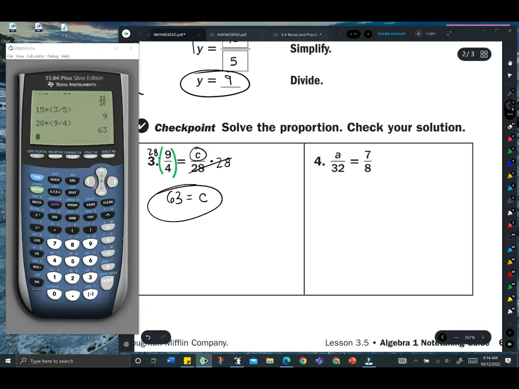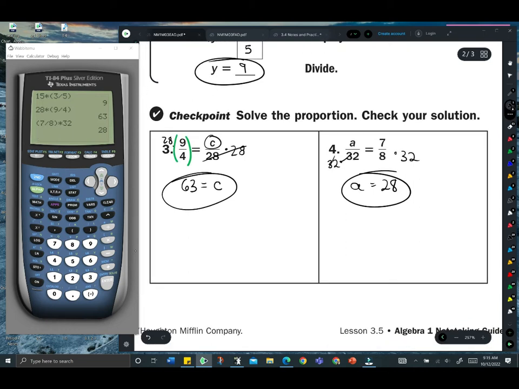Again, multiply by the denominator. 8 times 32, those are just going to cancel. 7/8 in the parentheses times 32 is 28. A equals 28. Okay, so solving some proportions like that, just multiply by the denominator.